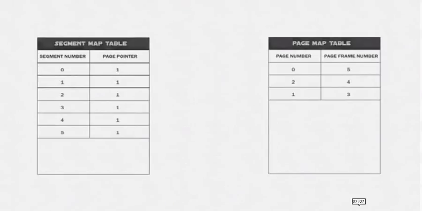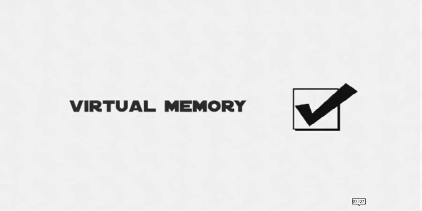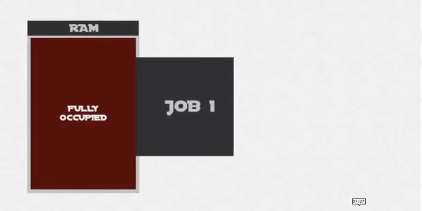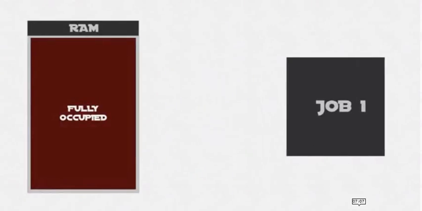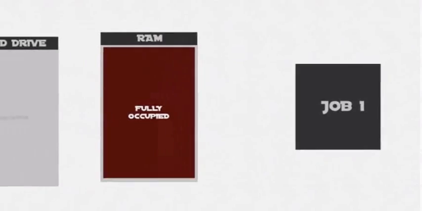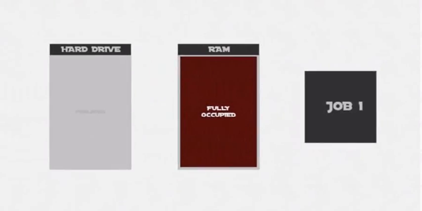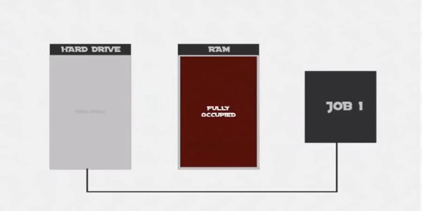So why do we use virtual memory? It's a good thing, actually. Let's say we currently have a RAM that is fully occupied and has no room for jobs waiting to be slotted into it. Because we use segmentation and paging, we can exceed the amount of memory space that we need and put everything on the hard drive. Although it's a slower alternative, it can act as an extension to the RAM.